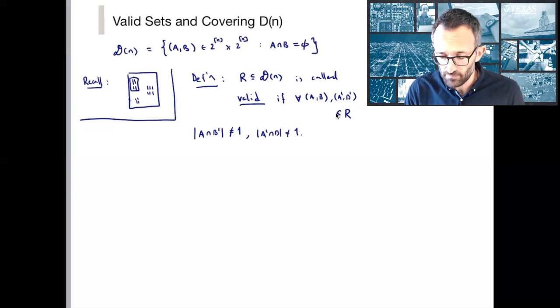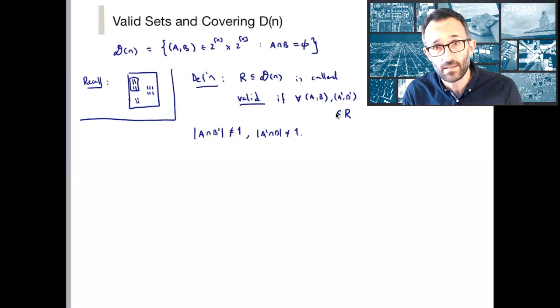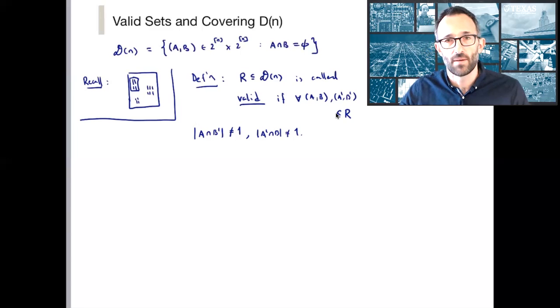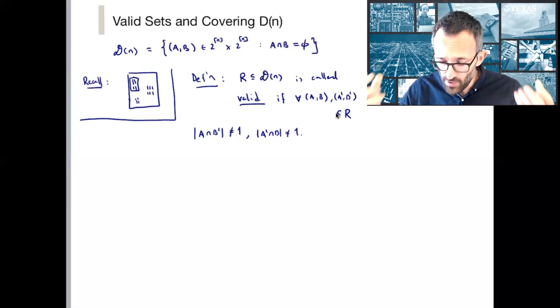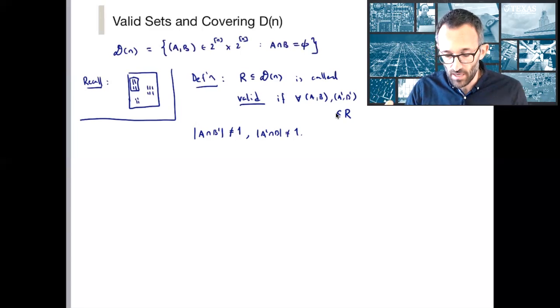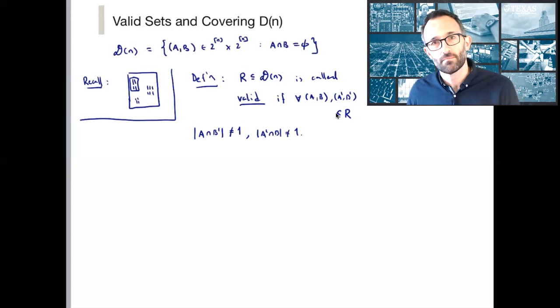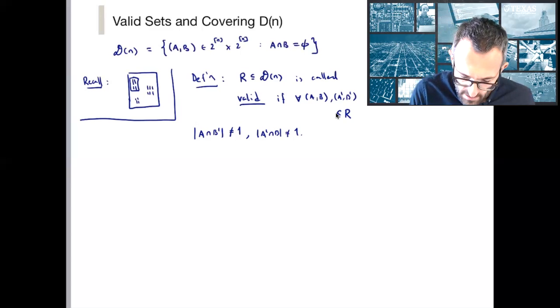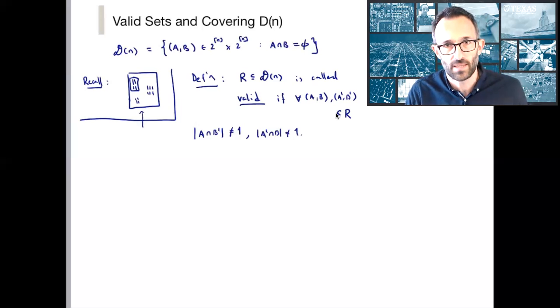Okay, so again, let's see what this means. It's saying that A and B, if they're going to be in R, they're going to be in D. So they have empty intersection. So we know that A and B and A prime and B prime, each of them independently, have empty intersection. A collection of those is called valid if it has this particular property.